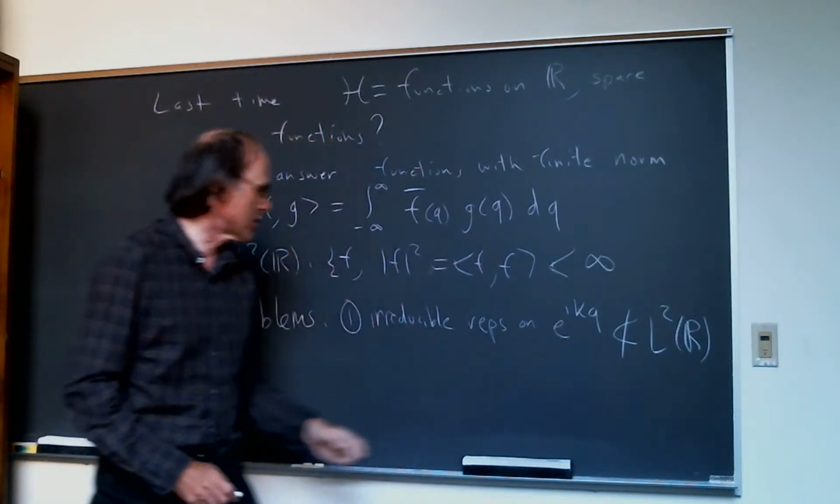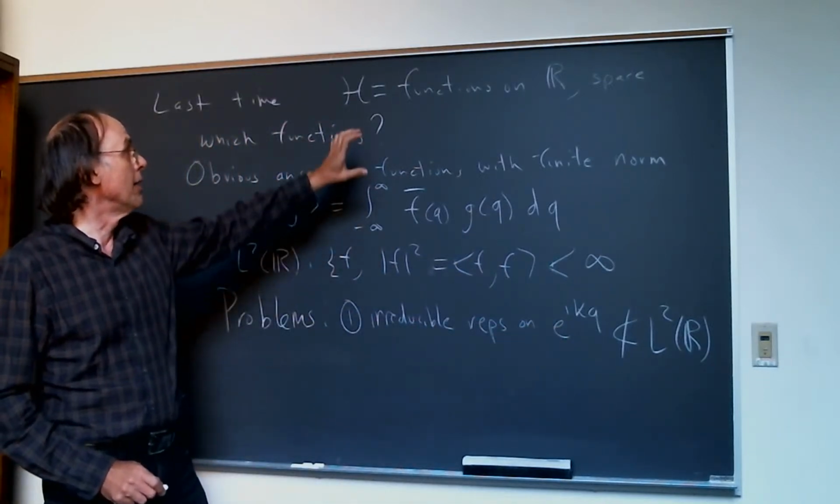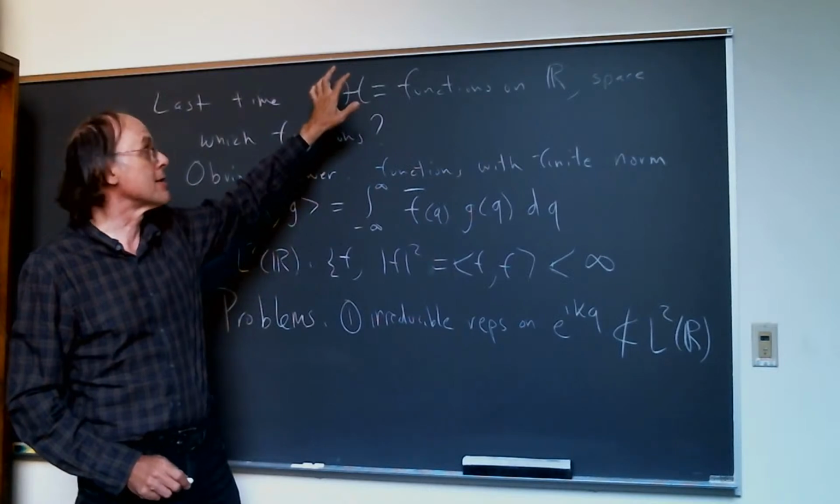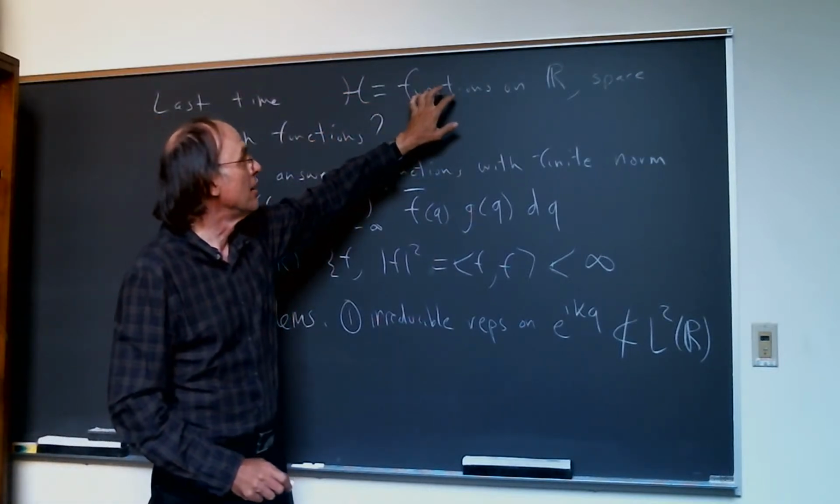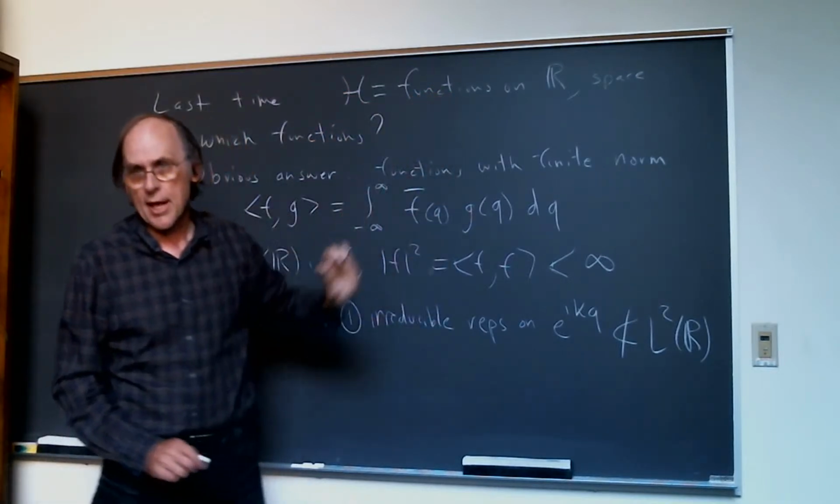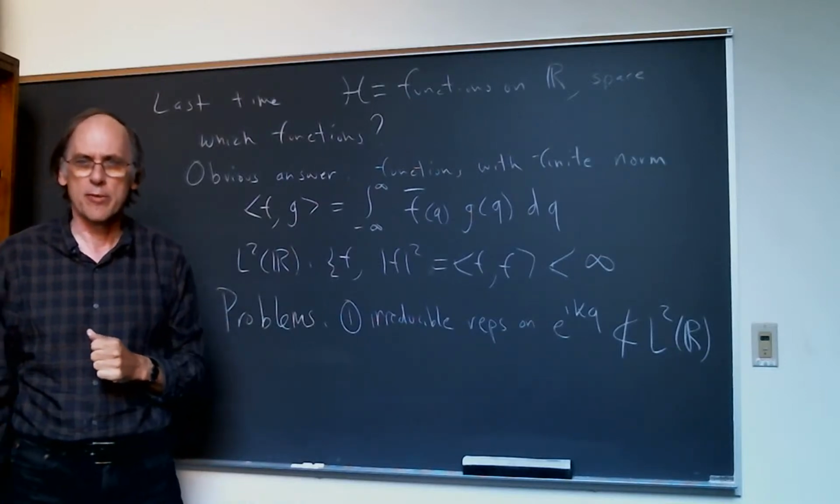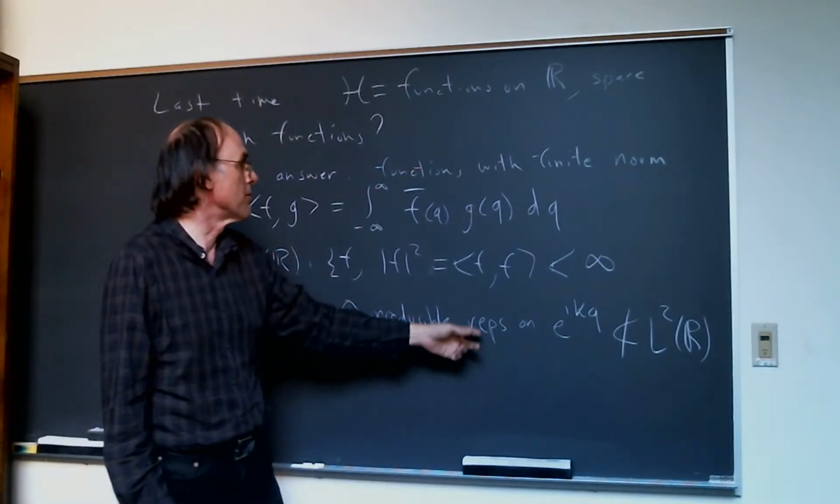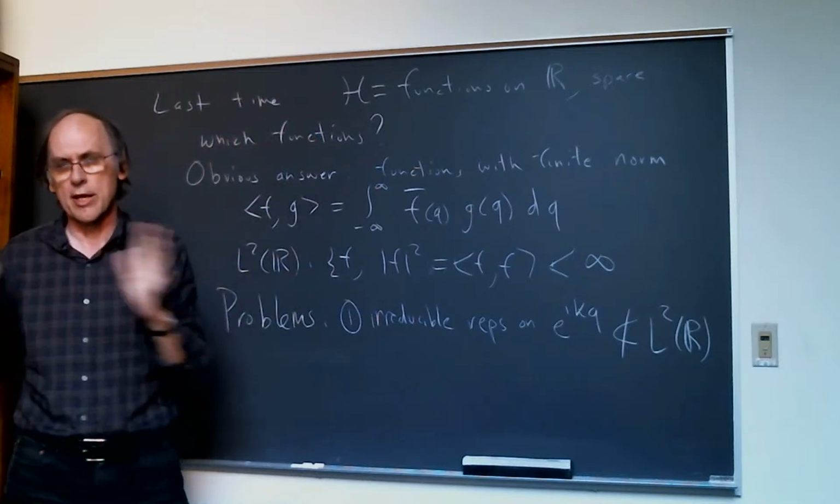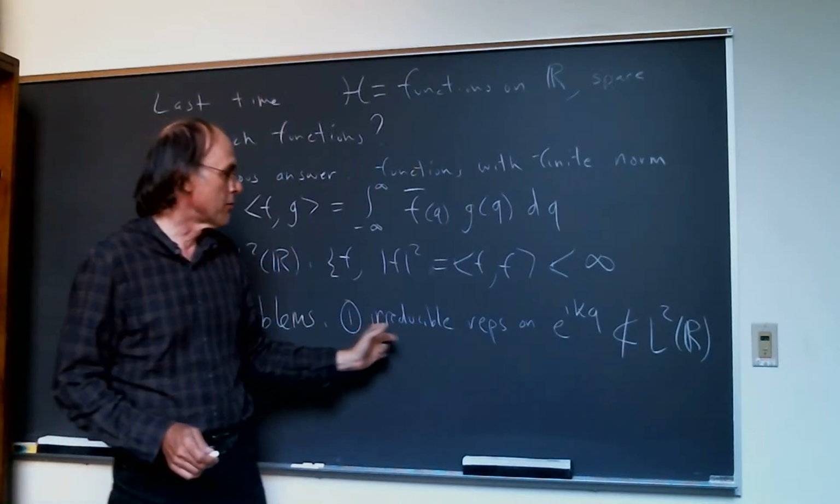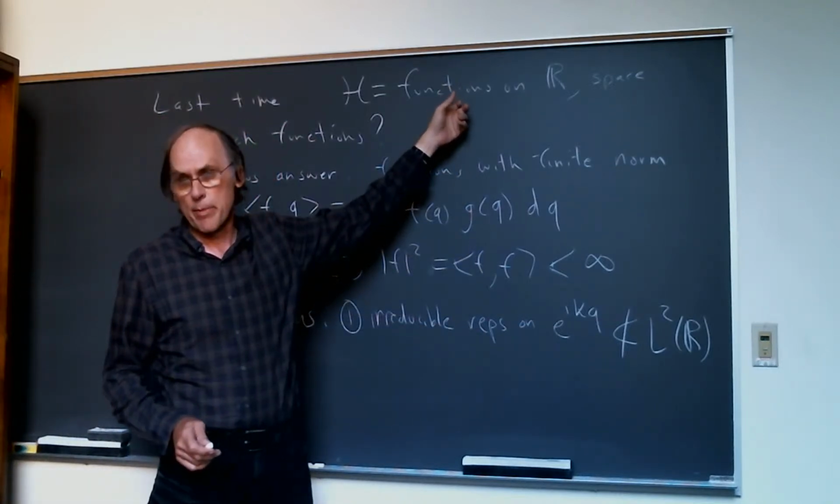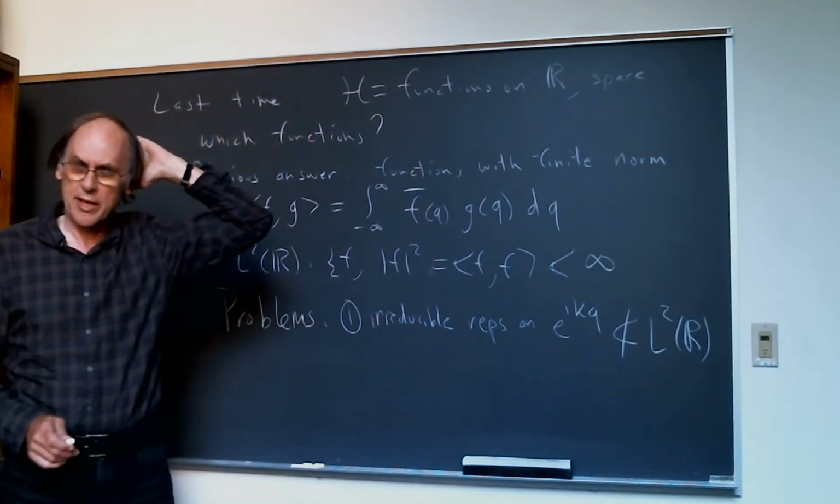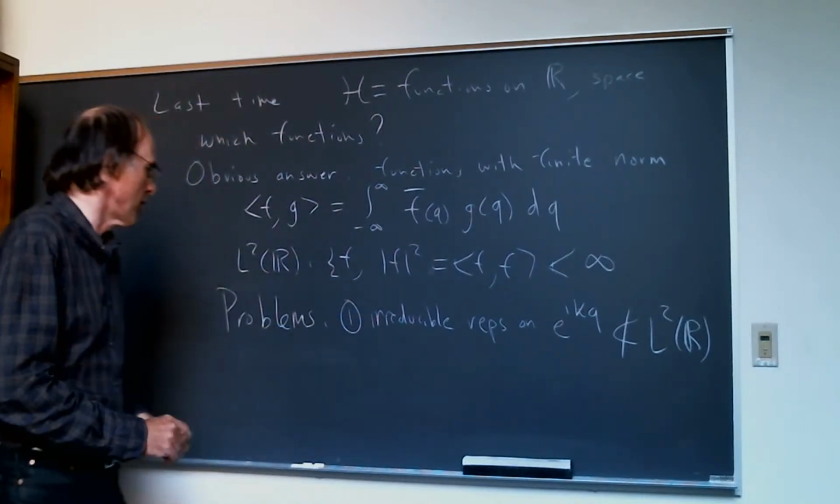So your problem is that if you've decided to take the state space to be these L2 functions, and you want to think in terms of representations of the translation group, then the irreducible representations are not actually in the space. So this leads to all sorts of troubles and confusion.